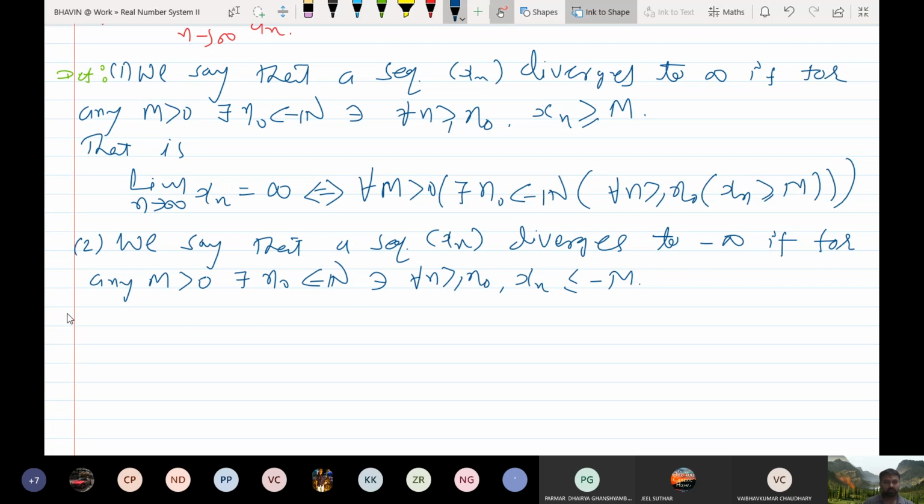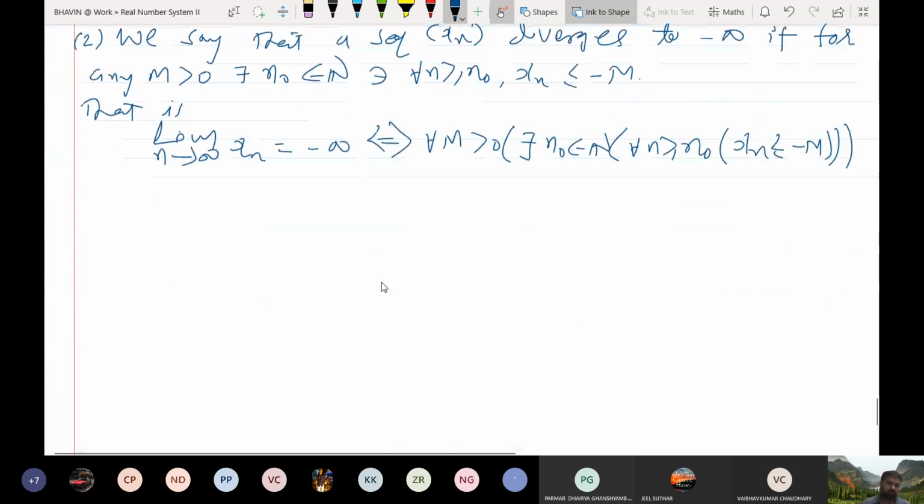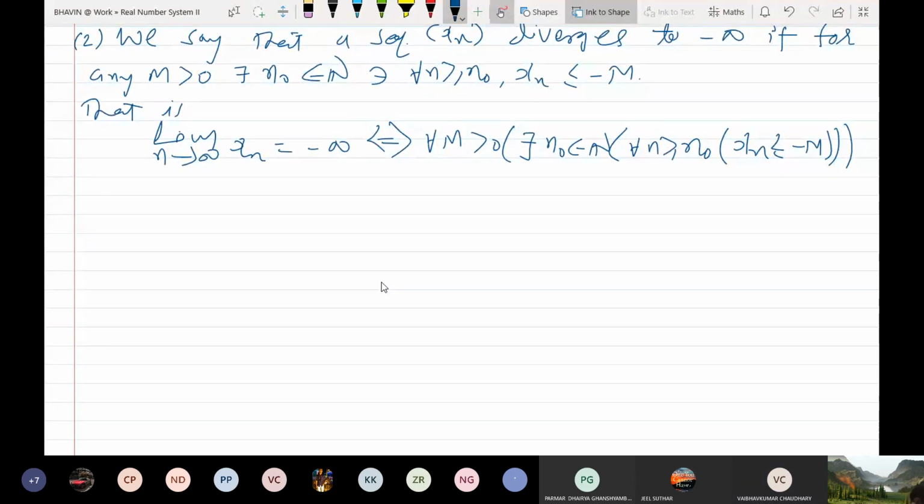Okay? So that is limit n tends to infinity of xn is equal to minus infinity if and only if for every m greater than 0 there exists n naught in n such that for all n greater than or equal to n naught, xn is less than or equal to minus m. Clear? Do you understand, Abhay? Yes.